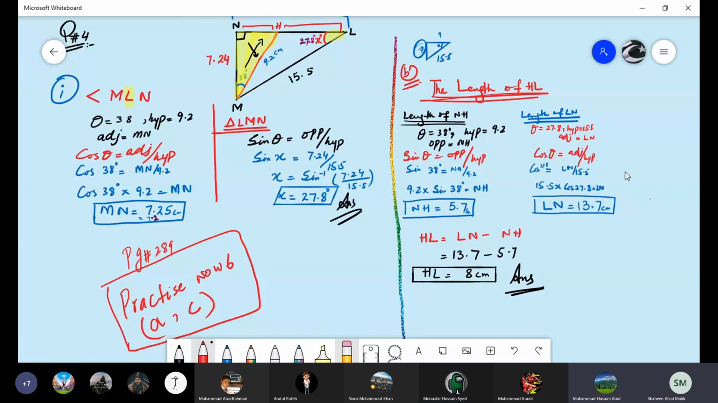Any question in question number 4? Any problem? If you have any question or anything you didn't get from question number 4, you can ask. No question? Very good. Copy this question 4, and inshallah tomorrow we will complete question 5 and start the next exercise also.